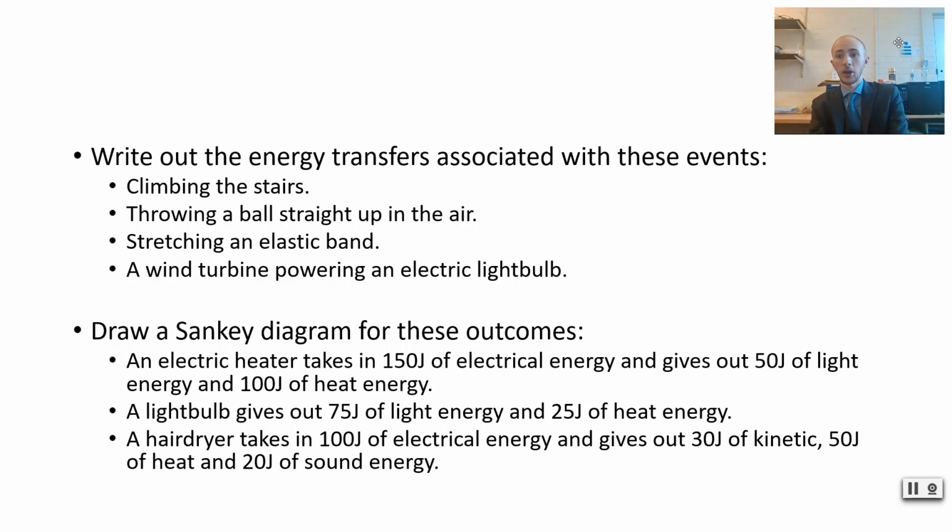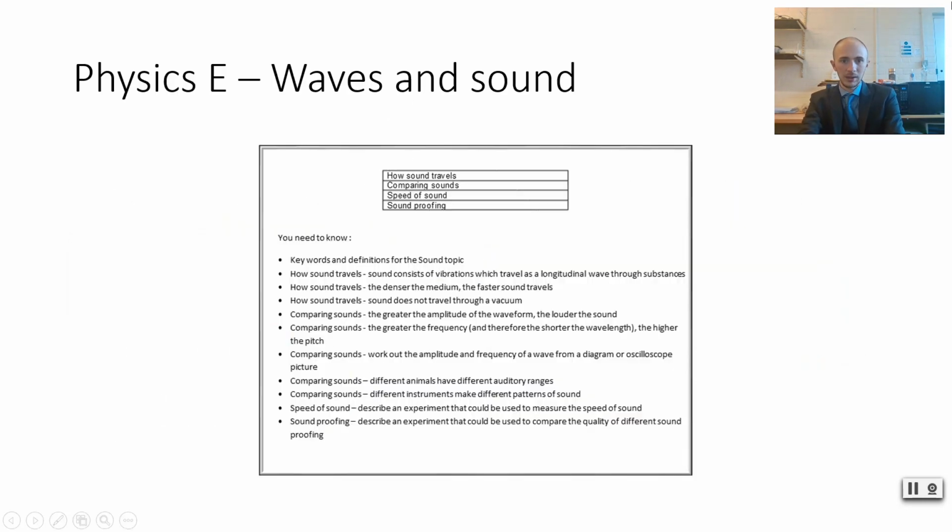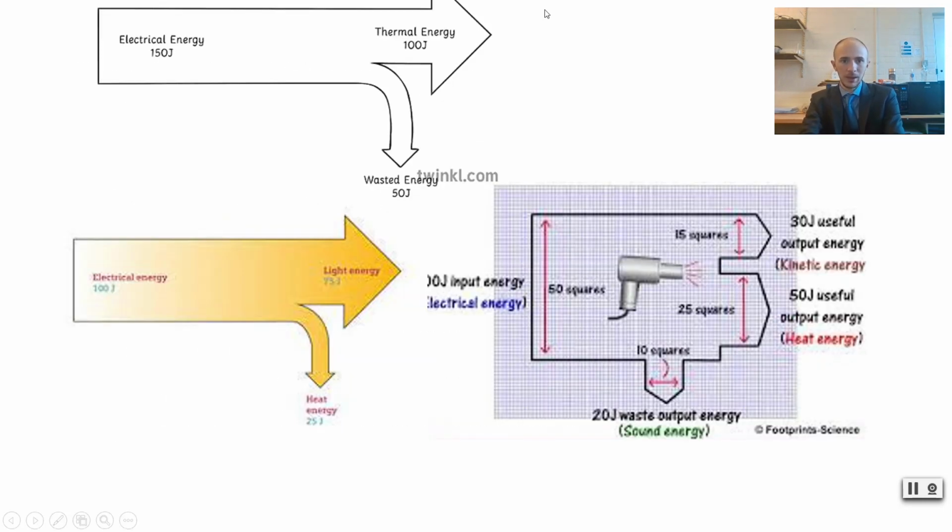Fine. So, electric heaters. Take in 150 joules of electrical energy, give out 50 joules of light energy and 100 joules of heat energy. Well, the first thing we have to understand is which is the useful energy. That's the heat energy. So the heat energy goes along, and it should look like this up here, the white one. Electrical energy in, turns into thermal energy, 100 joules, and this should be the light energy down here, 50 joules.